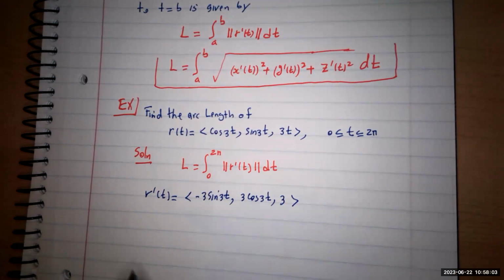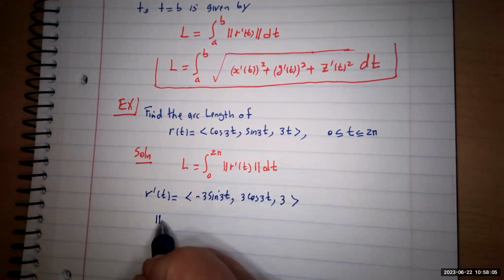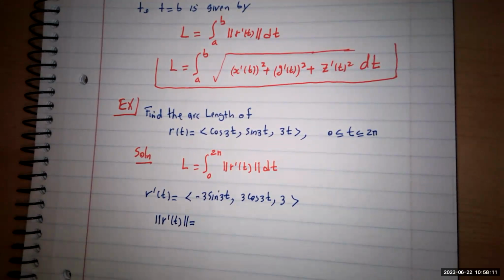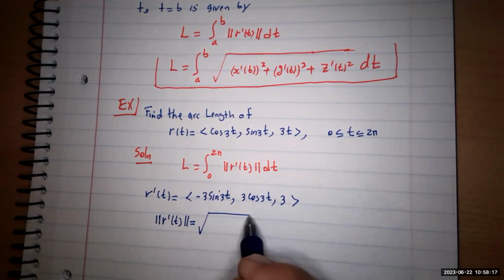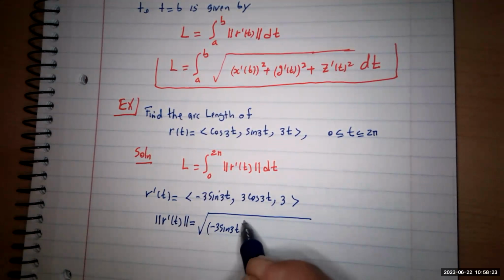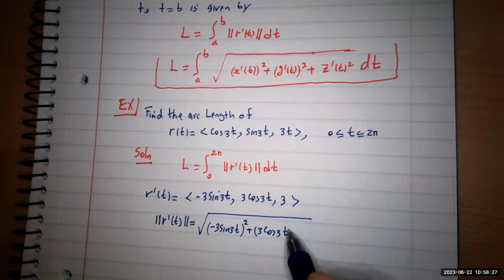Find the norm of the r prime. So we go for the norm of r prime of t, which is going to be the square root of negative 3 sine of 3t squared, plus 3 cosine of 3t squared, plus 3 squared.